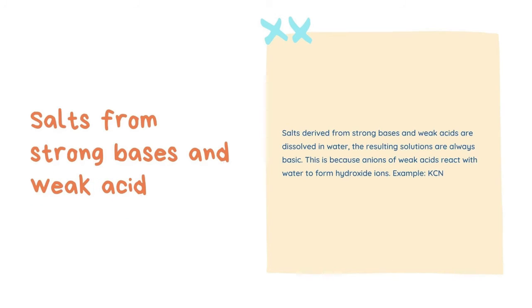And the next is salt from strong bases and weak acid. Salt derived from strong bases and weak acid, when dissolved in water, gives a solution that is always basic. This is because the anions of the weak acid react with water to form hydroxide ions. For example, a salt from strong bases and weak acid is potassium cyanide.